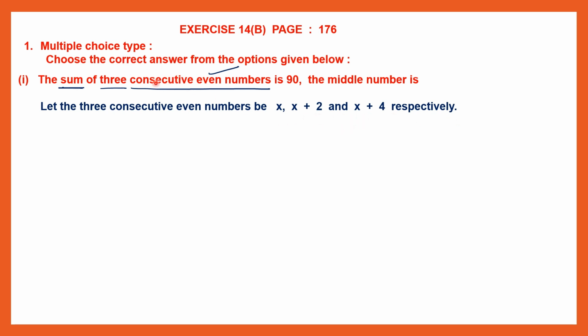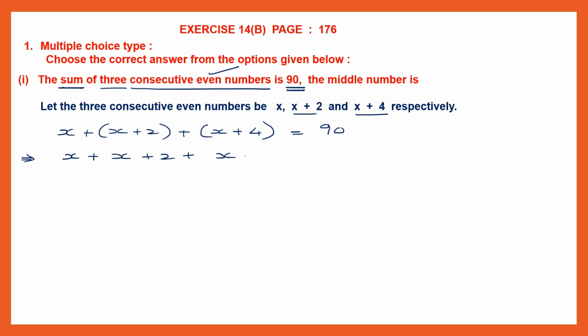And here we are told that when you add up these three numbers, you get 90. So let's do that. That means you take x, add the middle number, which is x plus 2, and then the third number, which is x plus 4. All this will give us 90. This is already there in the question, 90. So now let's simplify this. Let's open the brackets: x plus 2 plus x plus 4 is equal to 90.